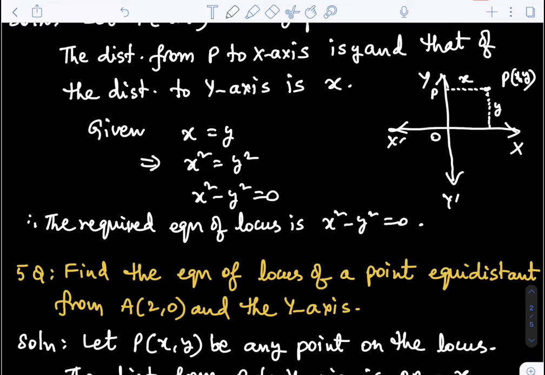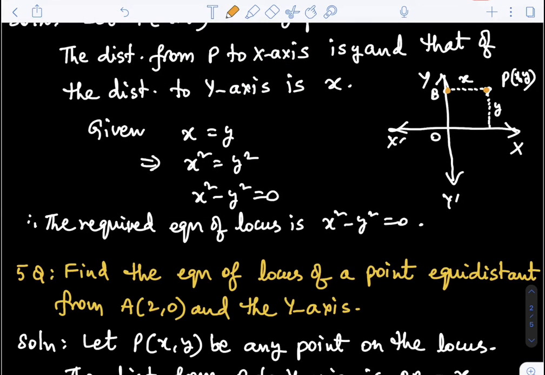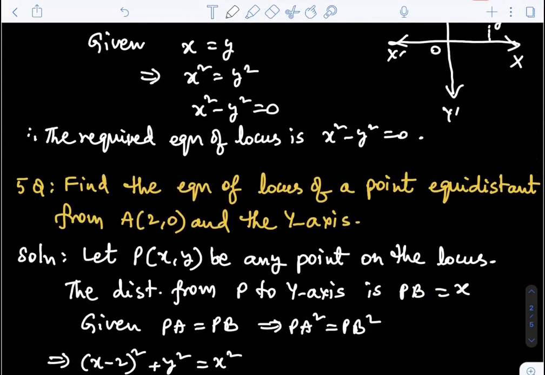Suppose you take B here, and P is the point. The distance from P to B is PB, and this distance is taken as x. Here also the same procedure applies. PB is equal to x, and PA is the distance from this point to A, and the distance from this point to the y-axis is PB. These are equidistant, which means they are equal in distance.